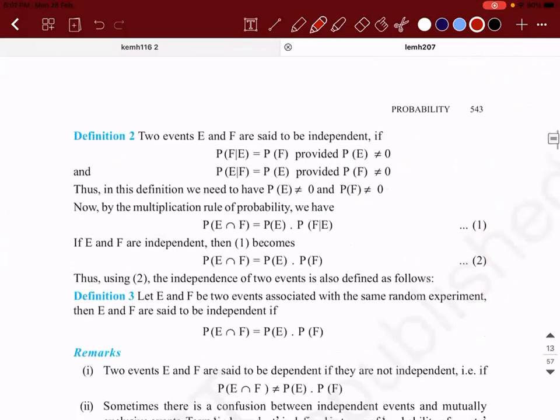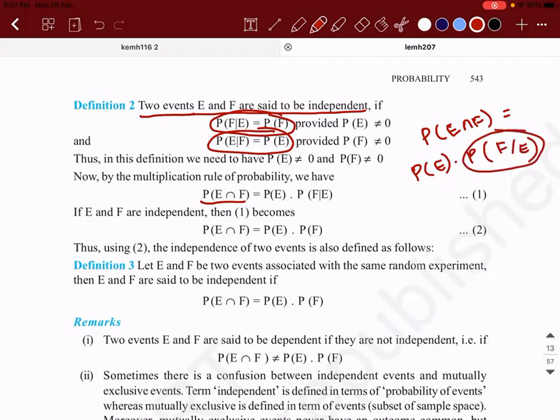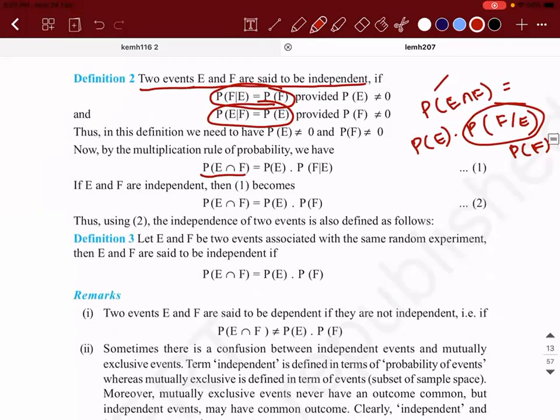So when I say two events are independent, you can say two events E and F are said to be independent if probability of F given E is equal to probability of F, and probability of E given F is equal to probability of E. Now by using the multiplication rule of probability, I will get probability of E into probability of F given E. But what is probability of F given E? It is probability of F itself. So probability of E intersection F is equal to probability of E into probability of F. This is the condition for independent events.